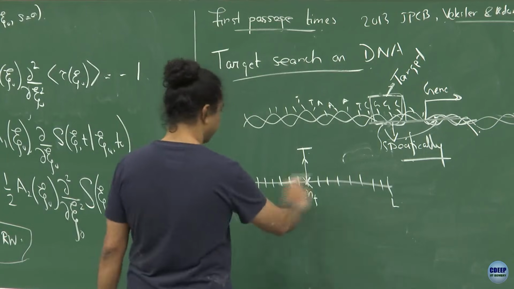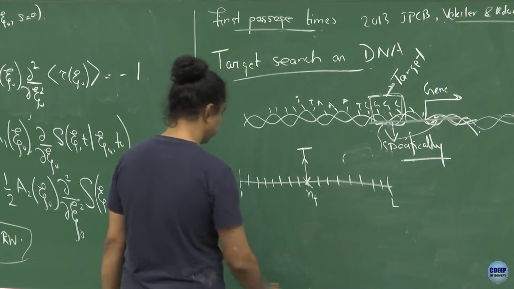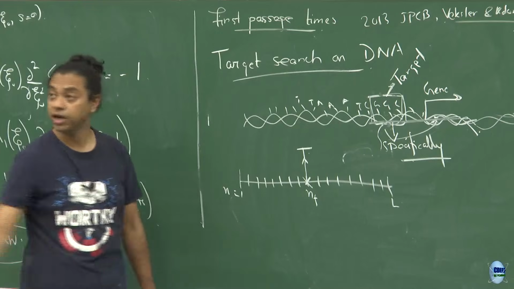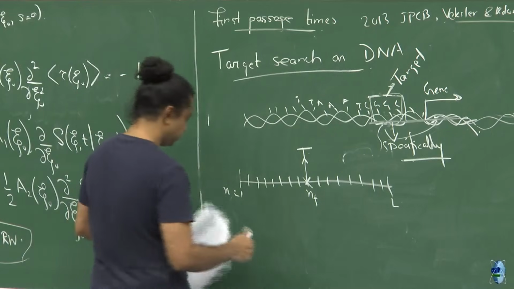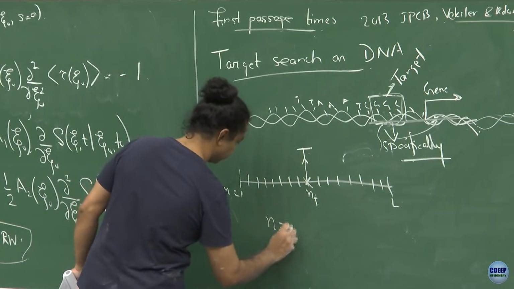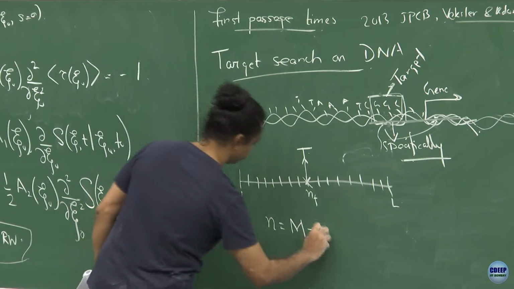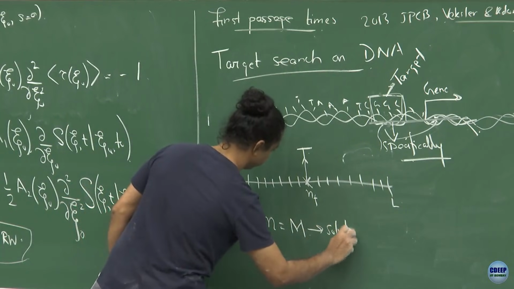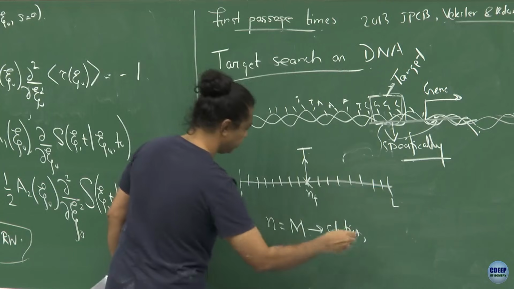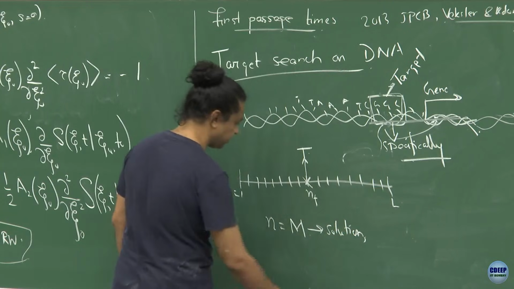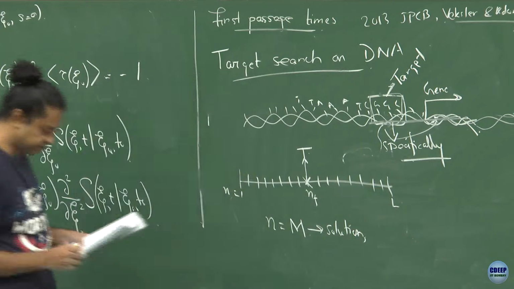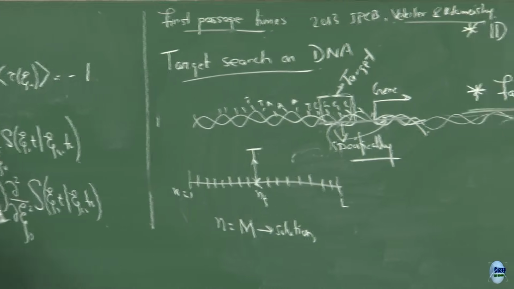And the protein can be either on this chain, or in solution. If it is doing 3D diffusion, it's in solution. So let me call that state n equal to M. This is the solution state, when the protein is not bound to the DNA but is doing 3D diffusion.